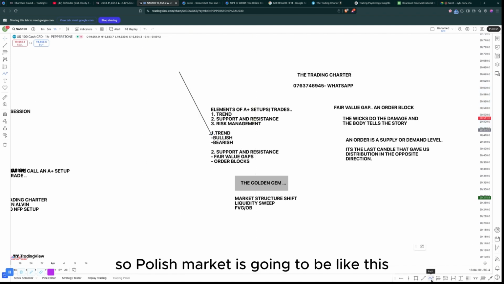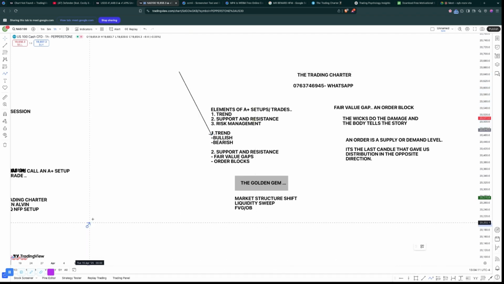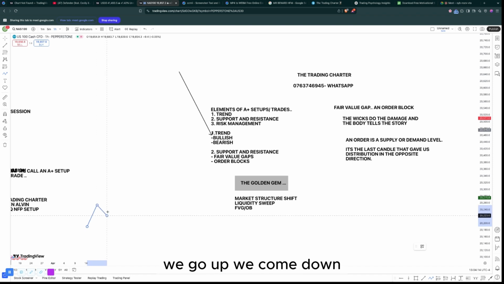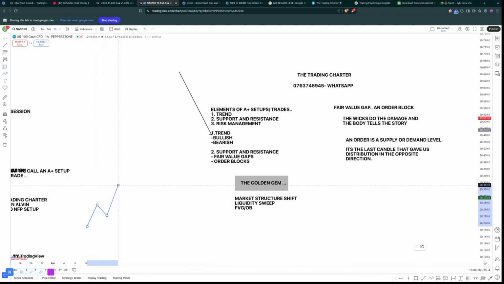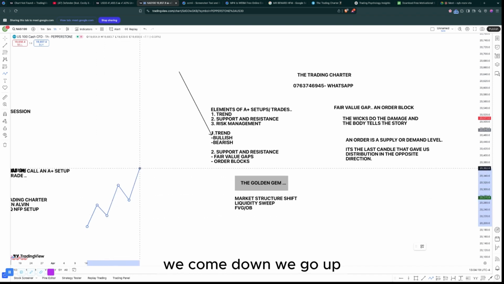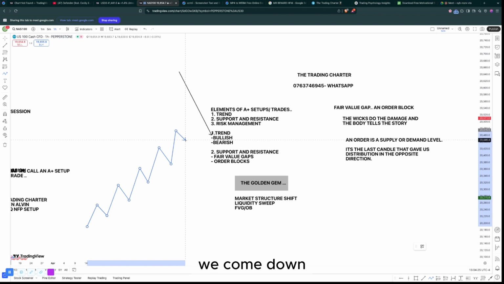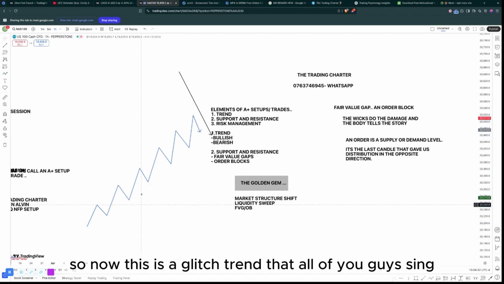So bullish market is going to be like this. We go up, we come down, we go up, we come down, we go up, we come down, we go up, we come down, we go up, we come down, we go up, we come down. So now this is a bullish trend.